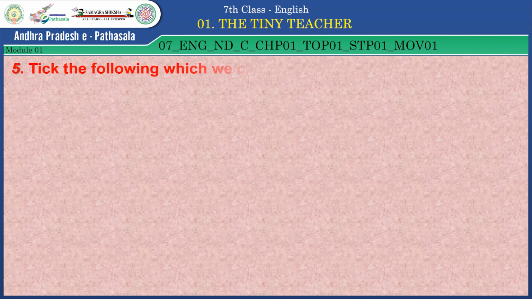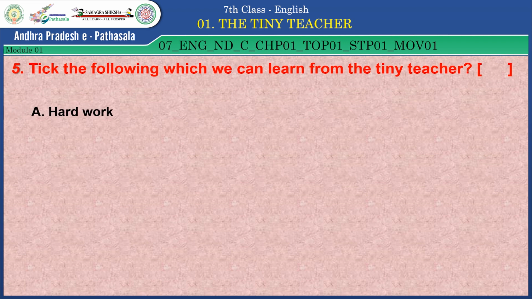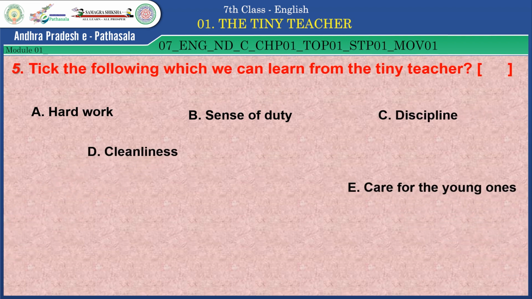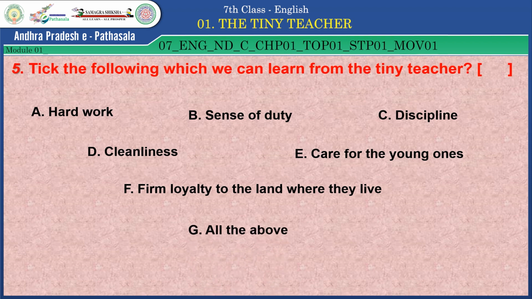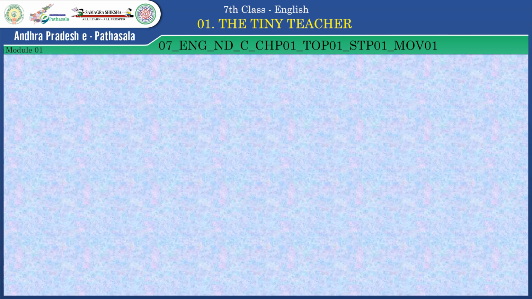Tick the following which we can learn from the tiny teacher. Option A, hard work. B, sense of duty. C, discipline. D, cleanliness. E, care for the young ones. F, firm loyalty to the land where they live. Z, all the above. Yes, we can learn all these things from ants. Congratulations! Exercise of this lesson.